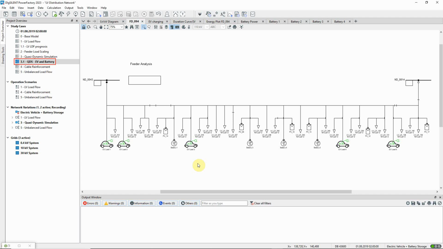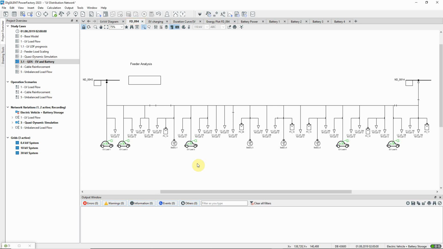Study Case 3.1, QDS, EV and battery, should be activated. The 0.4 kV network in this project contains not just LV loads, but also models of PV generation, electric vehicles and battery storage devices. We will first look at how these elements work, then run the quasi-dynamic simulation to see their effect in the local network. The elements of interest are modeled in FEEDRFD094, shown here.